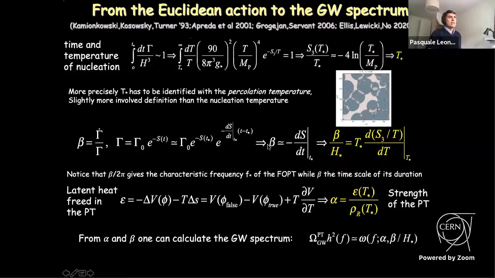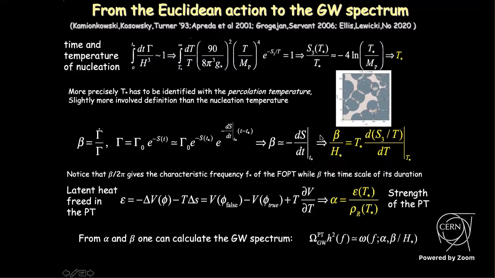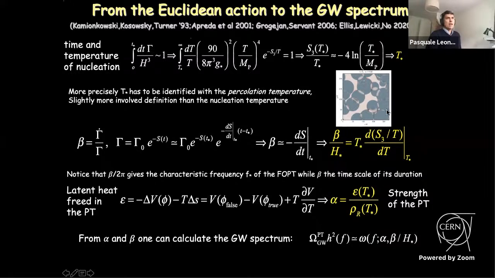So we are in the case where the duration of the phase transition is very small compared to the age of the universe. And therefore, this parameter beta over H star, where beta is the rate of change of the nucleation rate, is much larger than the expansion rate. In that case, you can easily calculate from the Euclidean action beta over H star, taking the derivative at T star. And also, you can easily calculate the strength of the phase transition, given by the ratio of the latent heat that is freed during the phase transition to the total energy density.